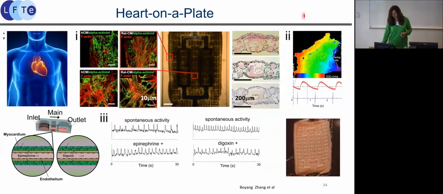And so using different types of cardiomyocytes, either from rats or human embryonic stem cells, we can make this heart tissue that twitches. It propagates electrical impulses. And now we can add drugs through the endothelium and watch them perfuse into the parenchyma, where they actually stimulate the contraction of the cells.